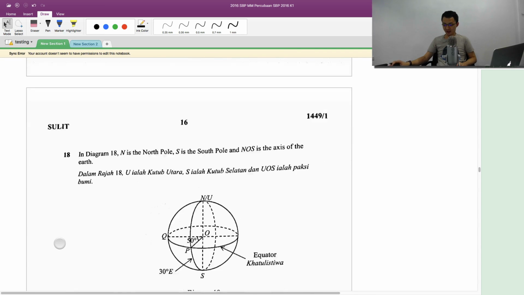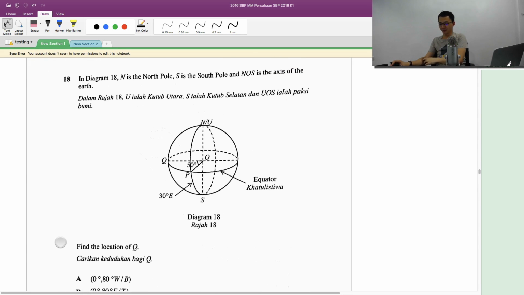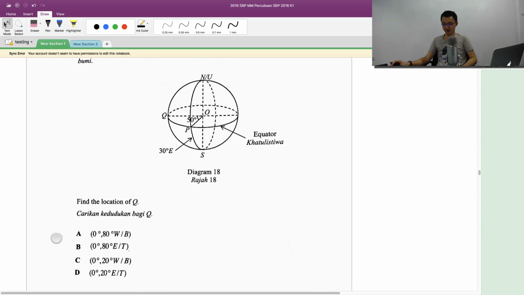Alright, so let's move on to question 18. N is the North Pole and S is the South Pole and OS is the axis of the Earth. Find the location of Q. From the diagram here, since this is the equator, any point on the equator itself, the latitude is 0. So I must start with 0 and then comma my longitude.